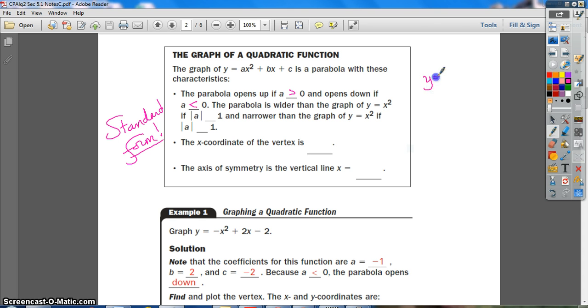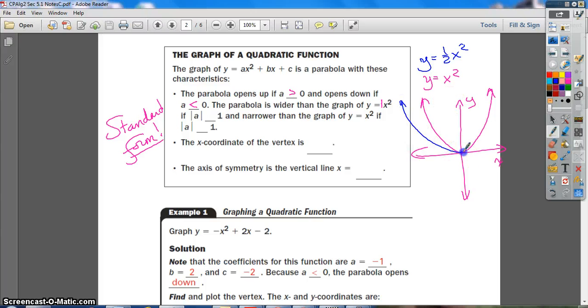So if I draw a sketch of what y equals x squared would look like, and this is rough, don't set it in stone, it'll be something along the lines of the U shape that looks like this. Now, if I take the a value, which in this case is 1, and make it smaller, say I have y equals one half x squared, a would be 1 half. When you do that, it will make your parabola wider.